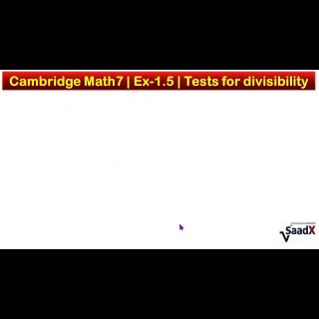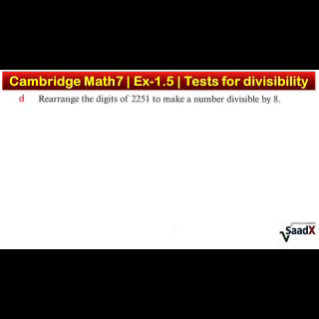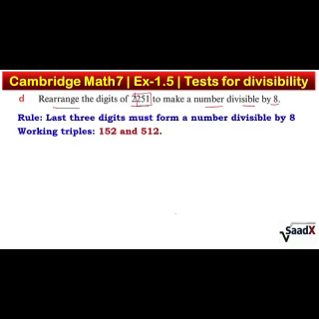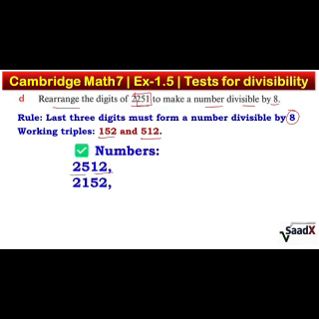Number D is a very important and interesting question. Rearrange the digits of 2251 to make a number divisible by 8. It's similar to divisible by 4, but we should compare the last three digits. So the last three digits should be 152 or 512, which can be divided by 8. So now we try to make 2512 and 2152, where the last three digits can be divided by 8.